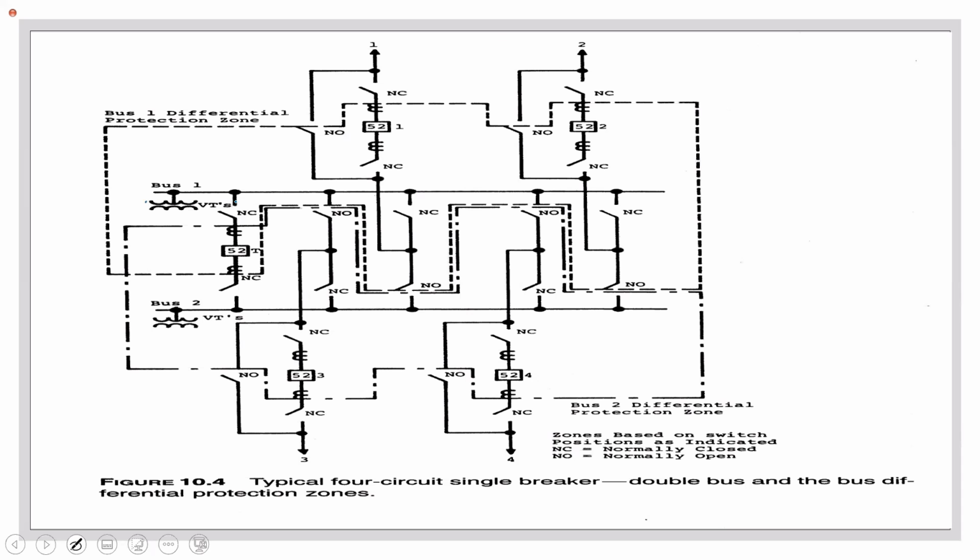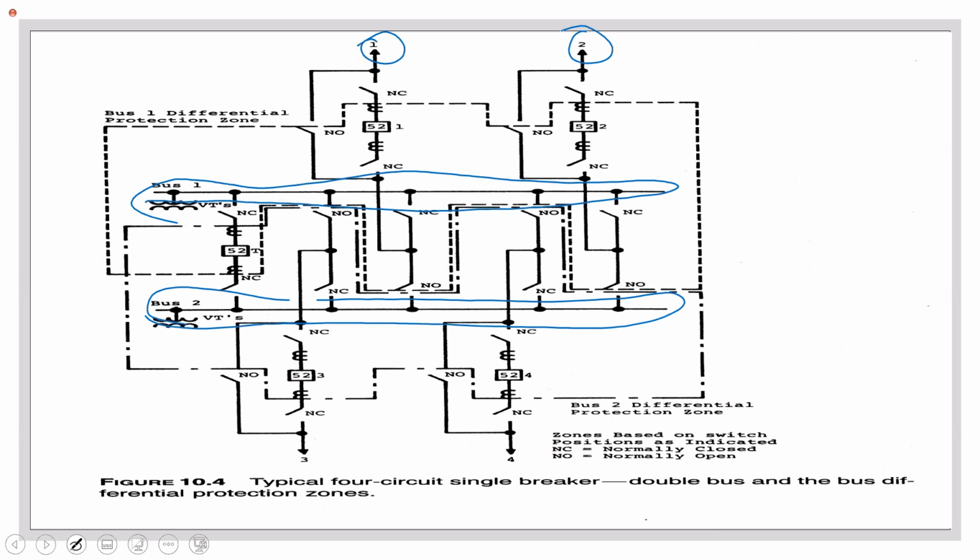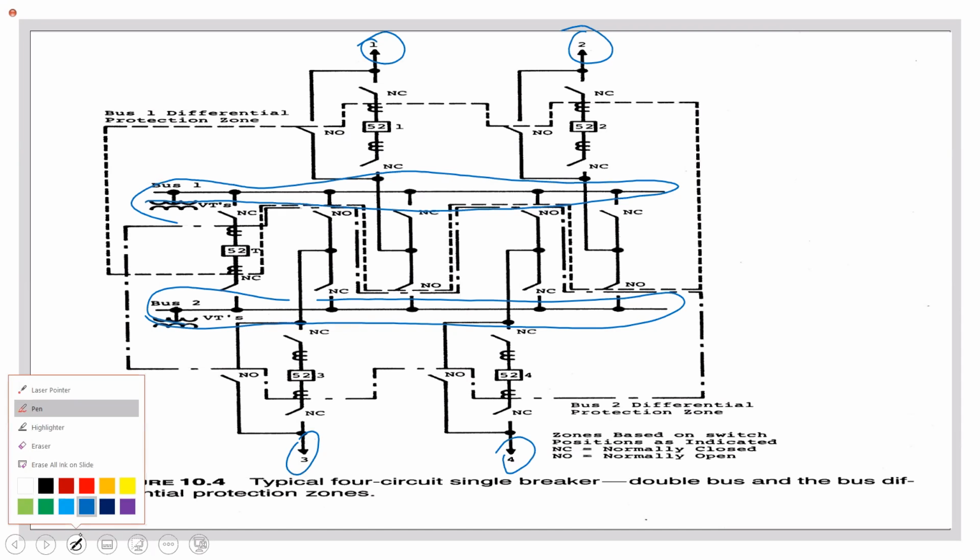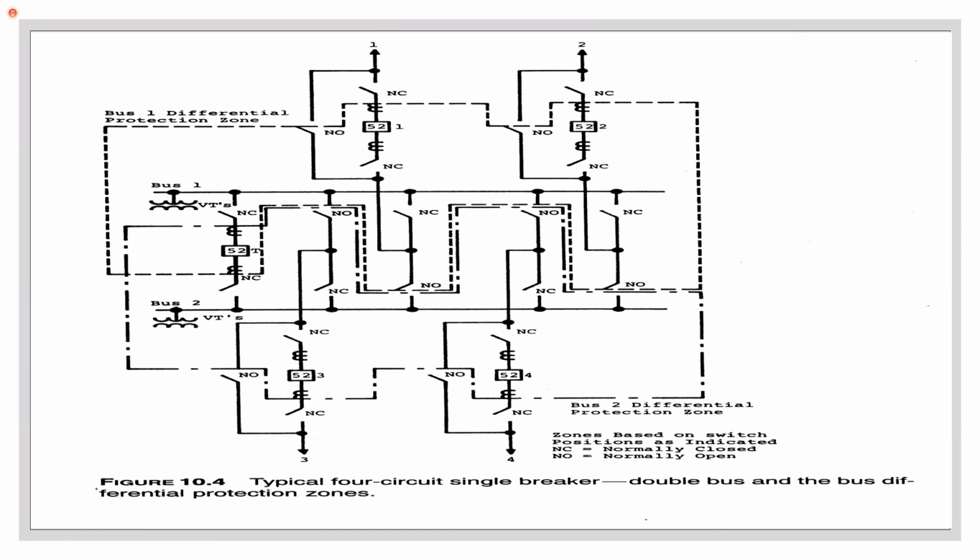So here's bus 1. Here's bus 2. My circuits, circuit 1, circuit 2, 3, and 4. All right. Now, if you look on the switches between the 2 buses, that's right here. Let me use red. So between here.